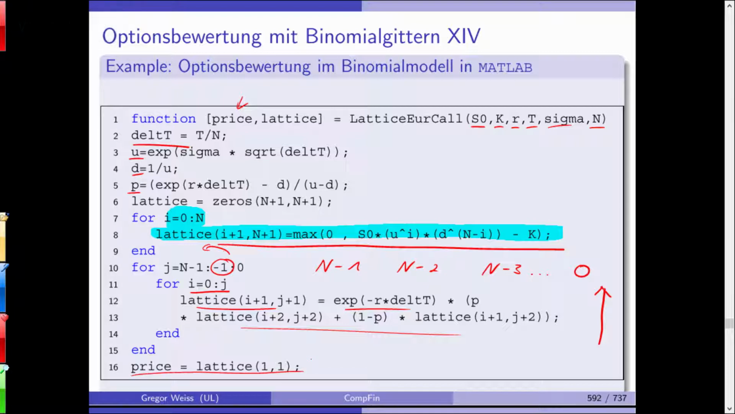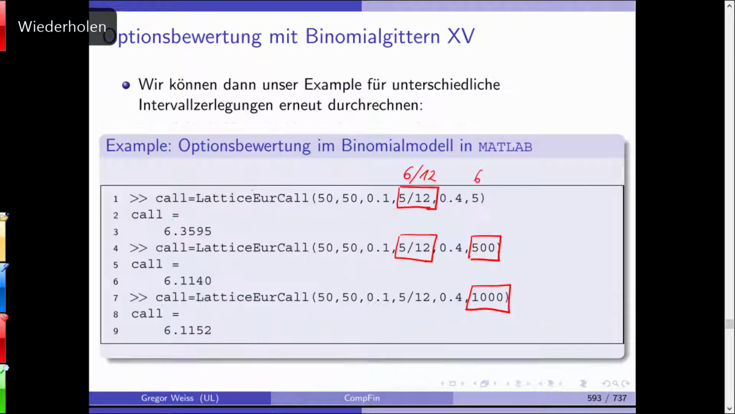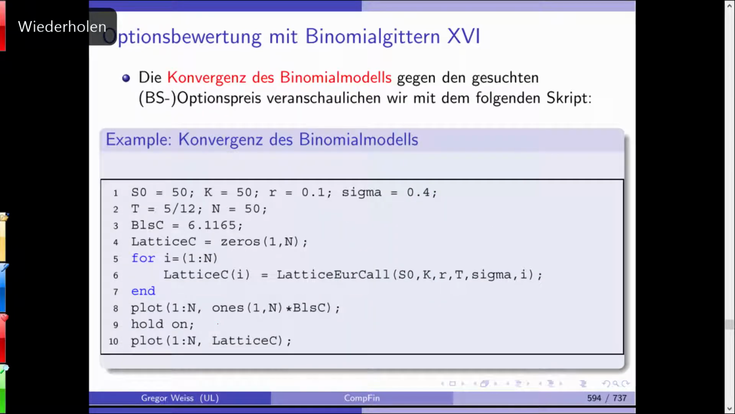And in the end, the price is what? It's the entry 1, 1. Just this one here. This is a very simple program. So let's do it in this example with 500 and 1000 steps, and you can see you are getting closer to the Black-Scholes price, which obviously is a limiting case for n to infinity.